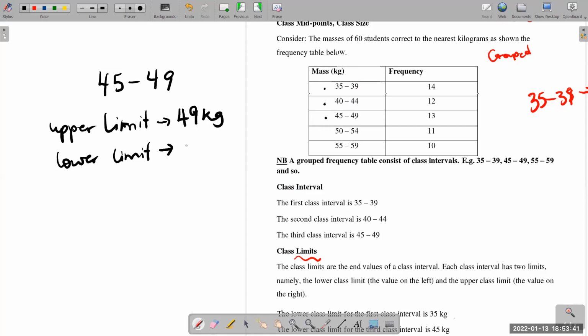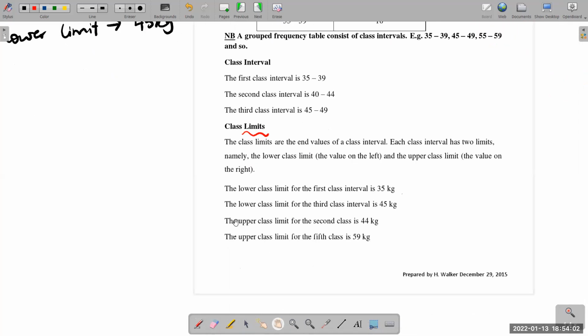My lower limit would therefore be 45 kg. That's it. So far, we know that this is the interval. We know that the limit is always the first number and the last number. Now we're going to learn about the boundaries.